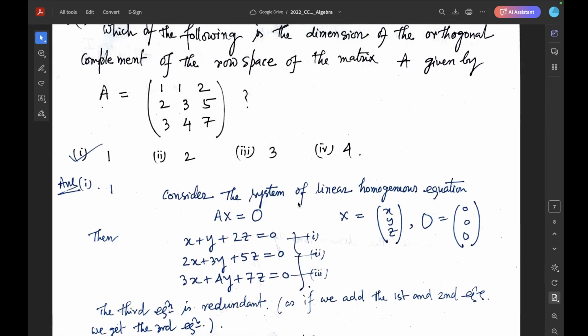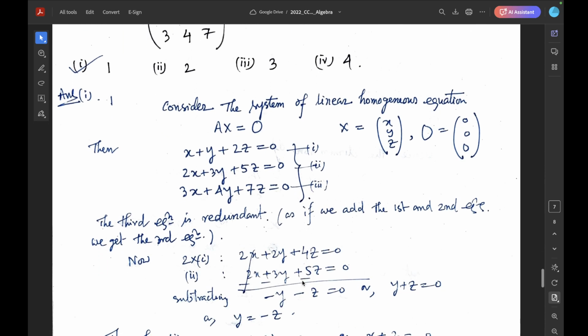Now consider the system of linear homogeneous equations Ax = 0. The equations are x + y + 2z = 0, 2x + 3y + 5z = 0, and 3x + 4y + 7z = 0. The third equation is redundant because if we add the first and second, 1 plus 2 equals 3, 1 plus 3 equals 4, 2 plus 5 equals 7. So obviously, the third equation is redundant, so we discard it.